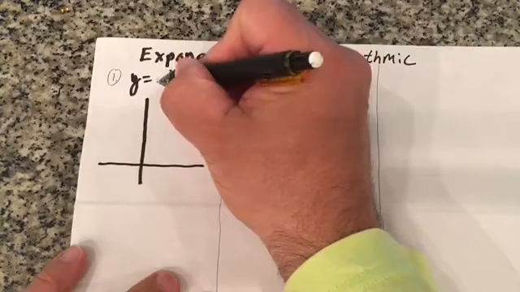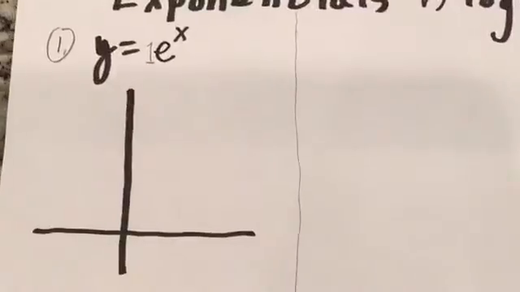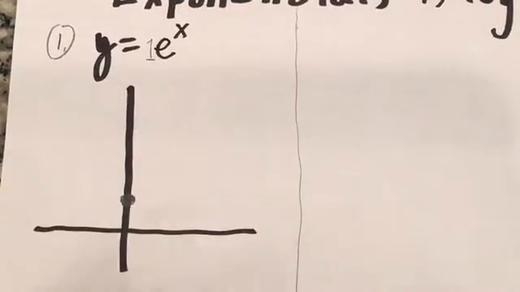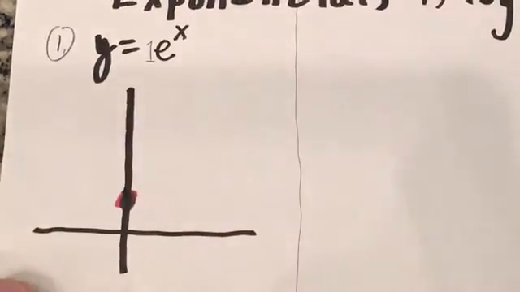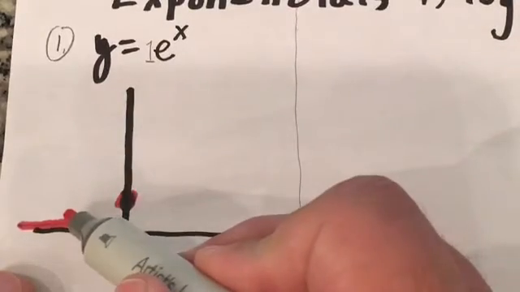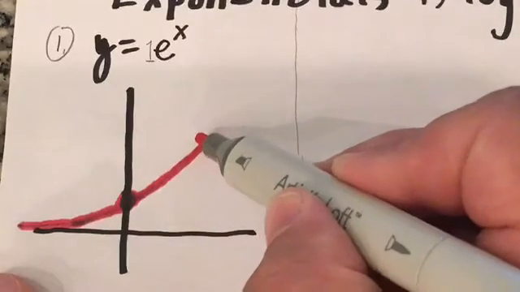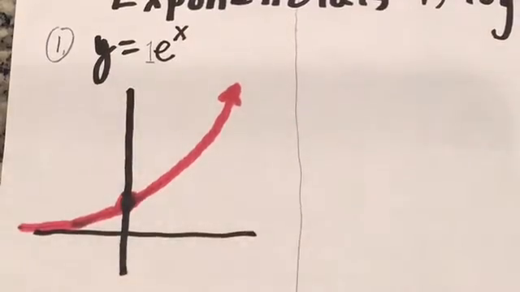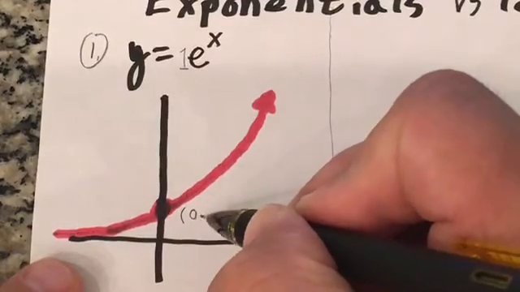Because there's a hidden 1 in front of that e, this graph goes through 0, 1. And then it starts really low along the x-axis, never goes below it, and creeps up, and then starts to grow really rapidly or exponentially. And there's only one really nice coordinate on this graph, and that coordinate is 0, 1.